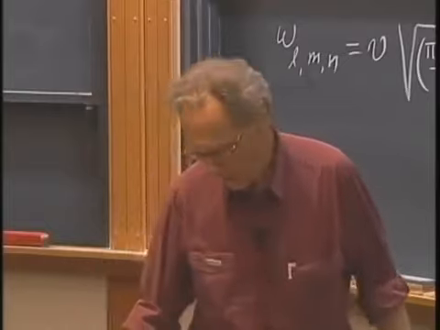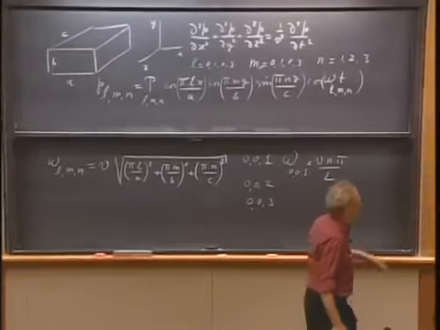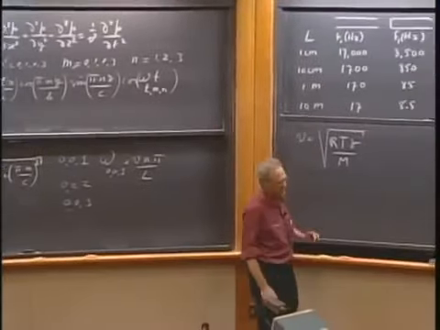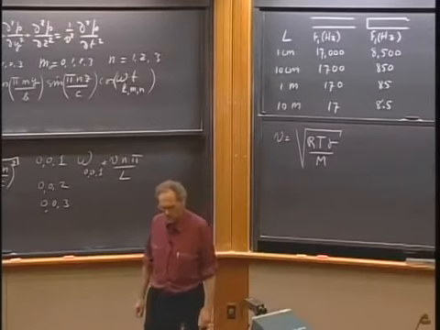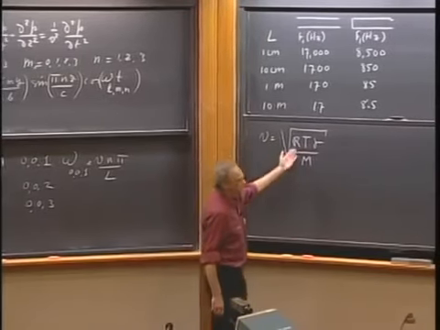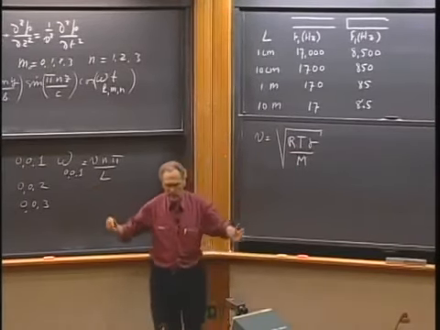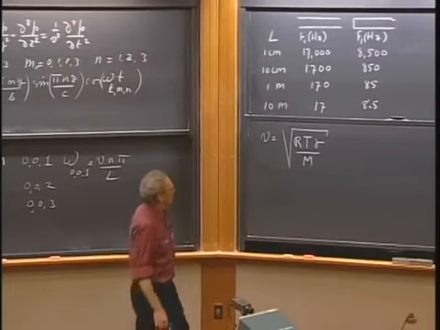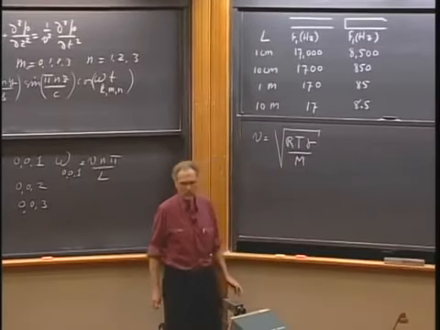If I return now to the speed of sound in gas, R is the universal gas constant. You may have had that in 801. T is the temperature in degrees Kelvin.